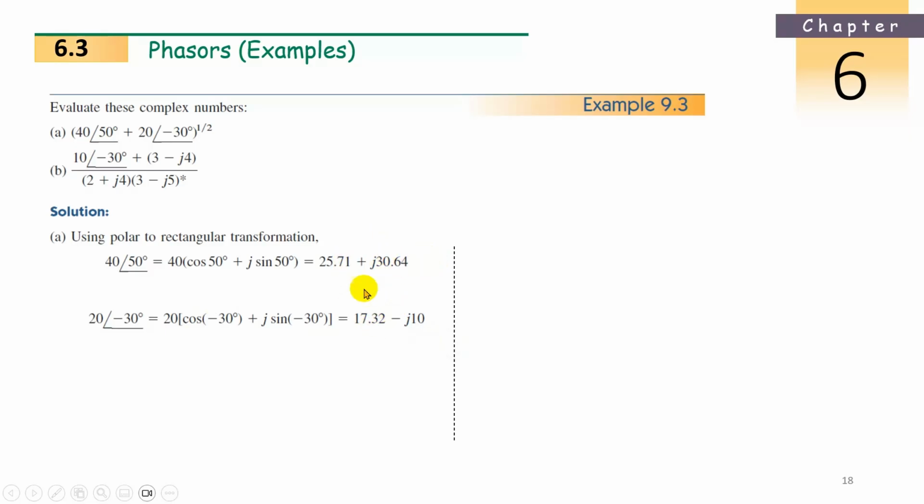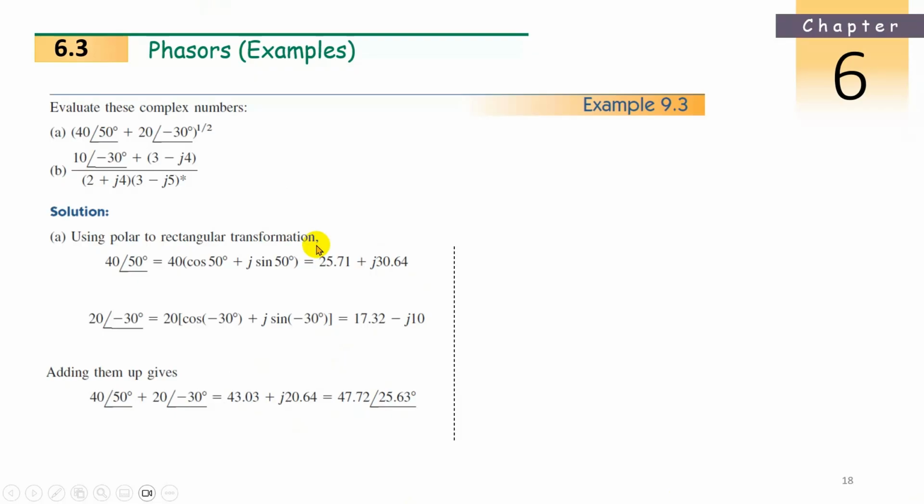Now just directly add it. 25.71 added to 17.32, and 30.64 added to minus 10. So it will give the result. What is the result? See here, 25.71 plus 17.32 is 43.03, and 30.64 minus 10 is 20.64. So now that we have this x plus jy format, convert it into polar form.